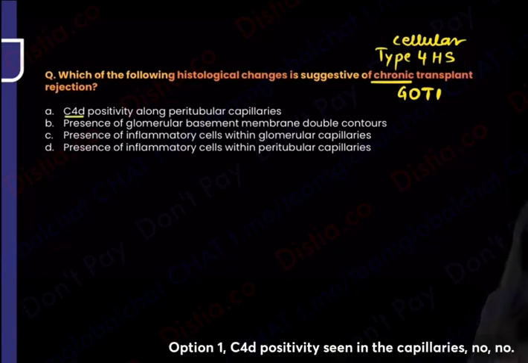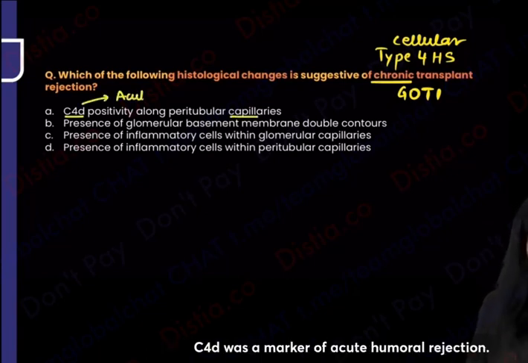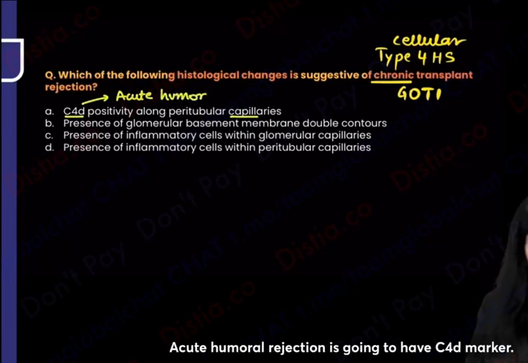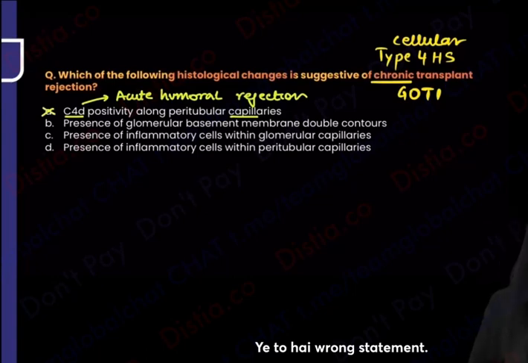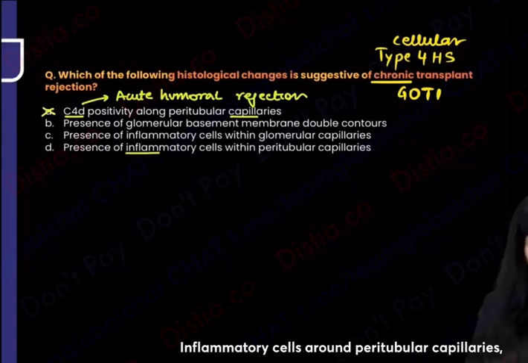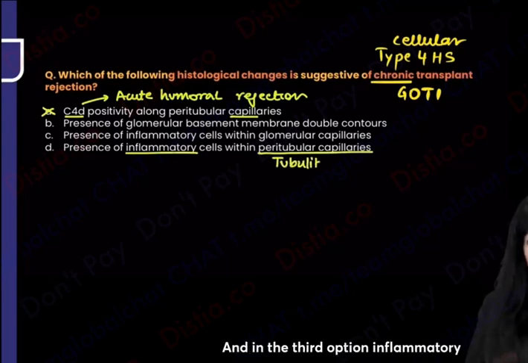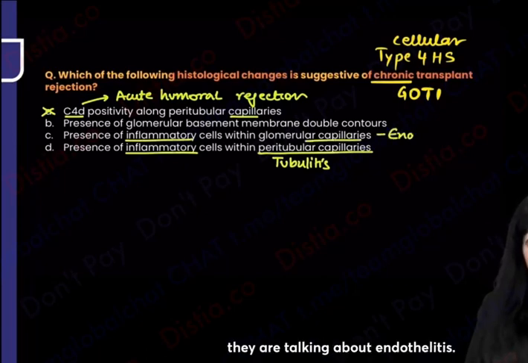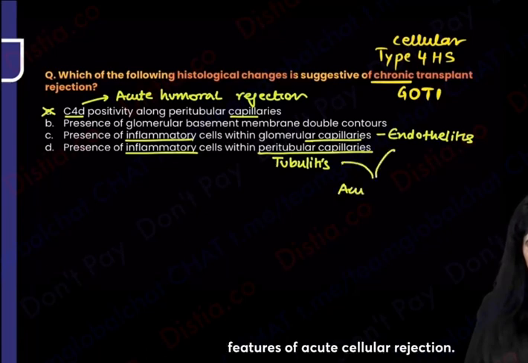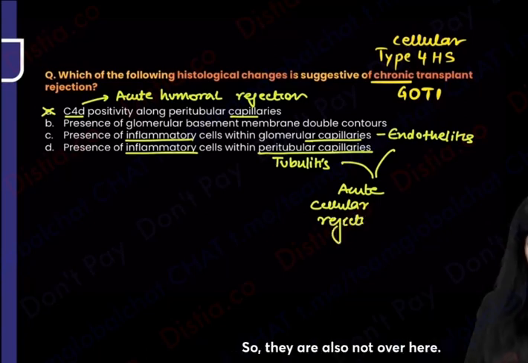Option 1. C4D positivity is seen in the capillaries? No. C4D was a marker of acute humoral rejection. So this is a wrong statement. Look at the last one. Inflammatory cells around peritubular capillaries, basically they're talking about tubulitis. And in the third option, inflammatory cells in the glomerular capillaries, they are talking about endothelitis. Endothelitis and tubulitis were features of acute cellular rejection. So they are also not over here.